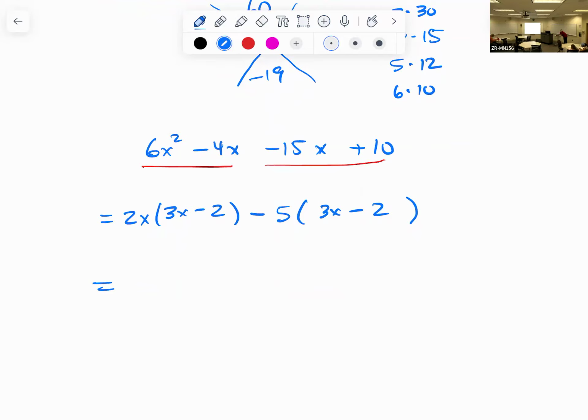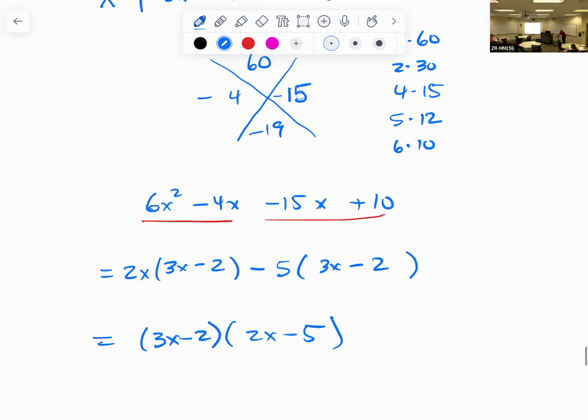When we pull that out, did this work, Hannah? How do you know it worked? Everything lines up. Is there anything else that hits you in the face that it worked? The inside pieces, 3x minus 2, 3x minus 2, those are the same. Now we can pull that all the way out.